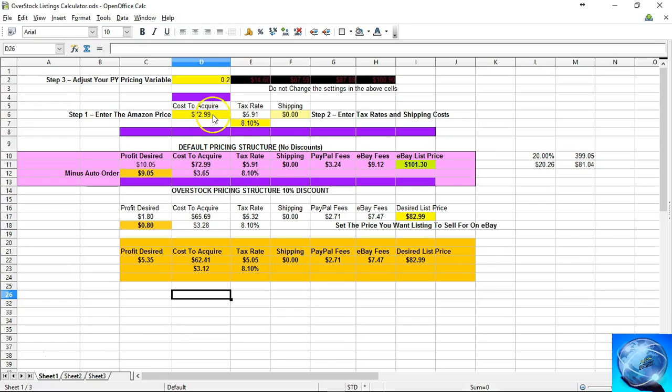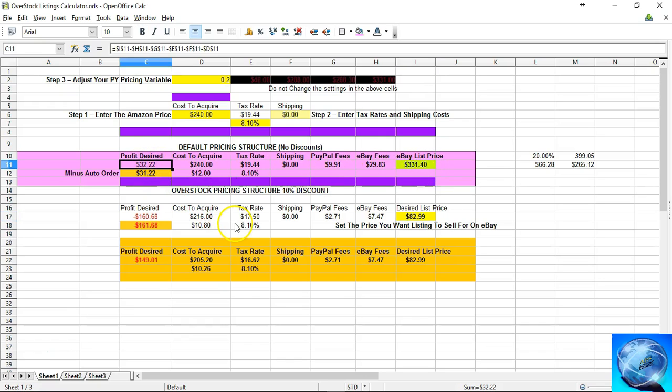Okay? But let's just say we were looking at an item that cost us $240 on Overstock. Now the whole thing changes. Okay? So if I was buying something for $240 on Overstock and I didn't have any coupons or anything, I listed it on eBay, I would list it at $331.40 to make $32 profit. Okay, now I can play with that number. I can come up here and change this and go 0.15. I can list it at $317. I still make $20 profit.